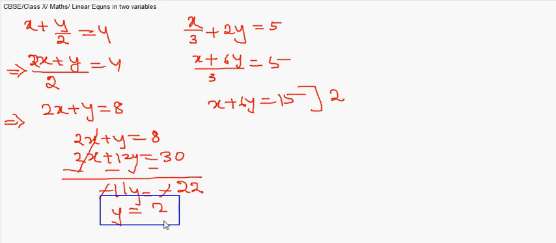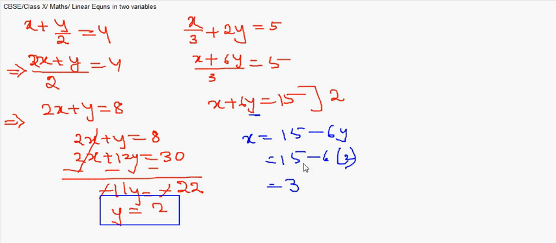Let me replace this y here. So x is equal to 15 minus 6y, that gives us 15 minus 6 into 2, so 15 minus 12, that gives us 3. So x has to be 3 and y has to be 2.